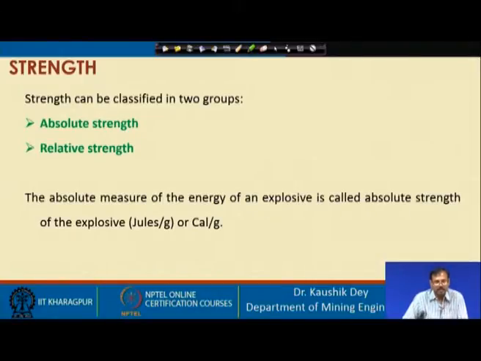So, the strength of the explosive, when it is measured in joules per gram or calorie per gram, is called the absolute strength. In general, the absolute strength of an explosive is obtained from its chemical reaction, or there are some empirical formulas available where the VOD is utilized to get a nearby value of the absolute strength.